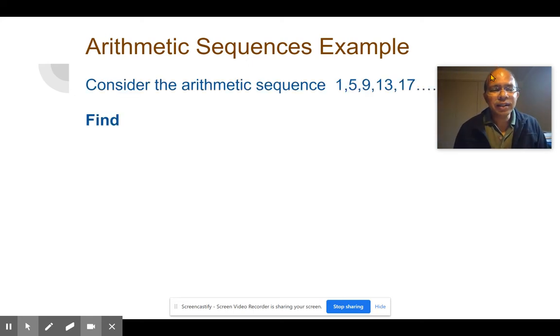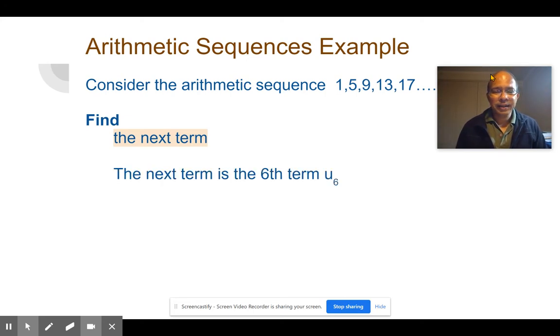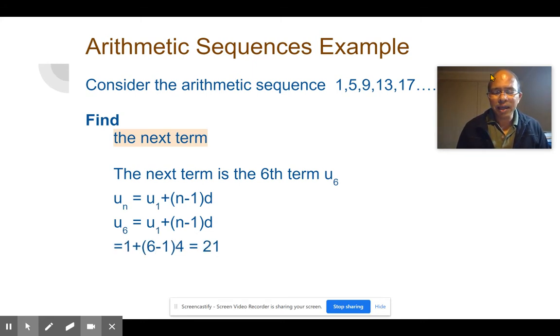Then let's consider the next term. As you can see, there are 5 terms in the sequence. The next term will be the 6th term, and so that can be called u6. If the expression is given as un equals u1 plus n minus 1 d, then u6 is the same expression with n substituted as 6. Put the values of u1 and d in, and the answer is 21.